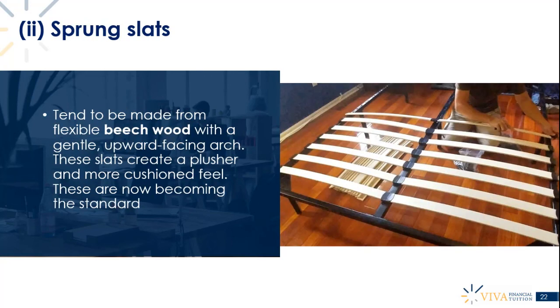Then we have these sprung slats, and these are becoming more and more common. They tend to be made from flexible beech wood rather than pine wood, with a gentle upward facing arch. These slats create a plusher and more cushioned feel. Okay, so from a comfort point of view, these are optimal, and they're now becoming increasingly the standard, especially in the case of double beds. Okay, so queen size, king size beds, and so on.